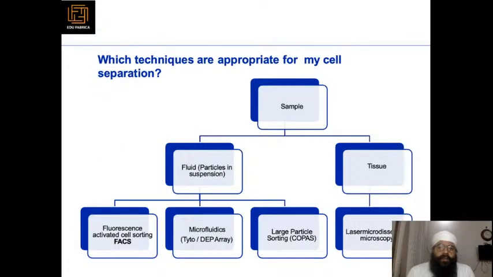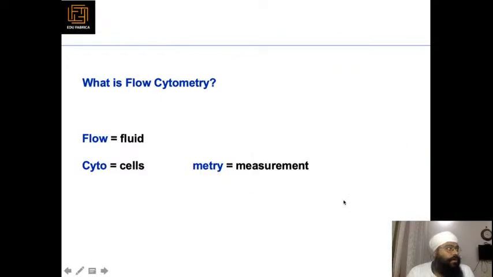So what techniques are appropriate if you want to separate cells? You can separate them from a fluid particle suspension or from tissue. So you have two sample types. The fluid suspension particles could be separated by fluorescence activated cell sorting, FACS, microfluidics, and large particle sorting, whereas the tissue itself could be separated by laser microdissection microscopy.